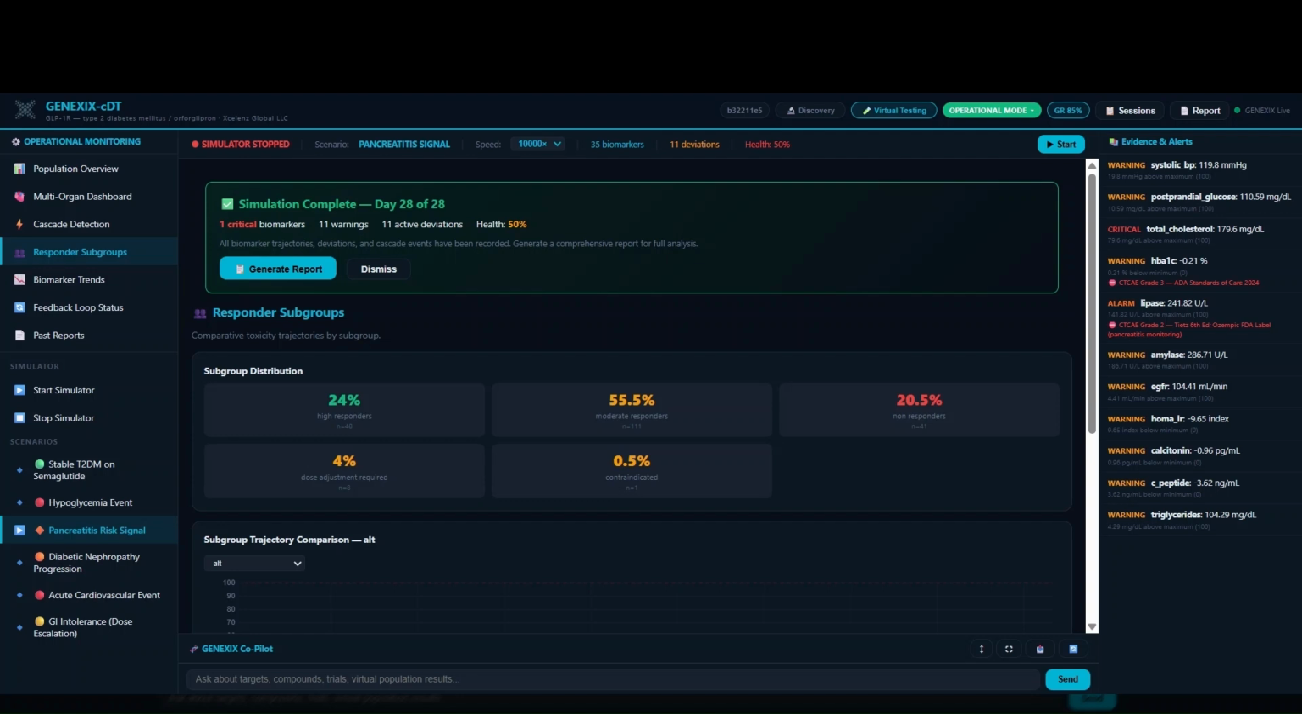This is the GENEXIX-cDT concept. Test the drug before exposure. Identify hidden risk before averages miss it. And turn drug development into an explainable virtual trial workflow.